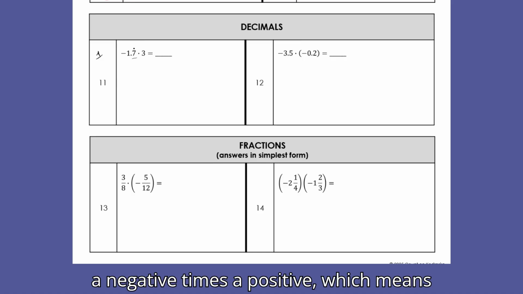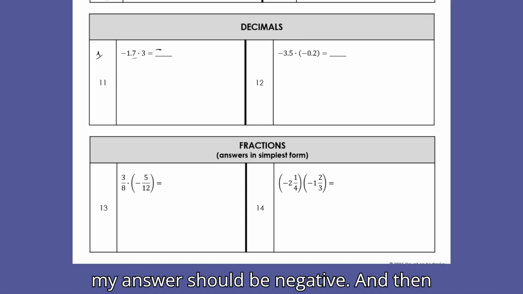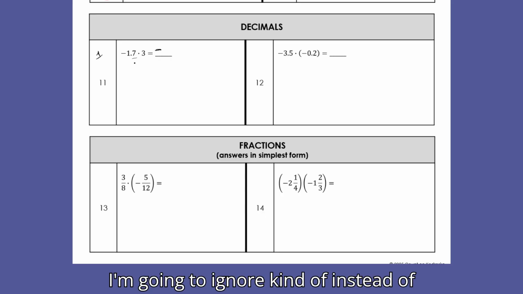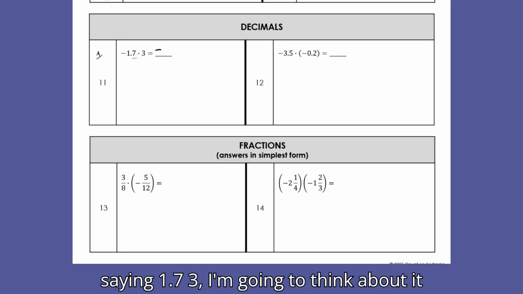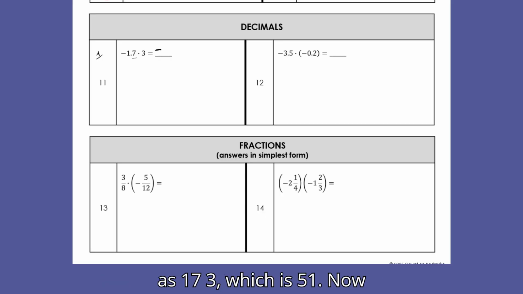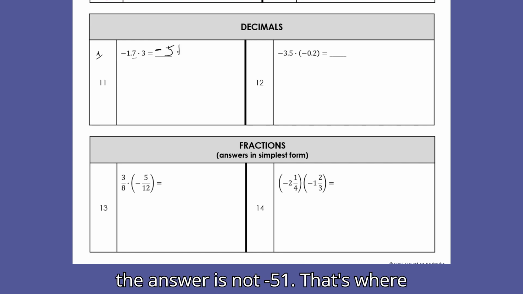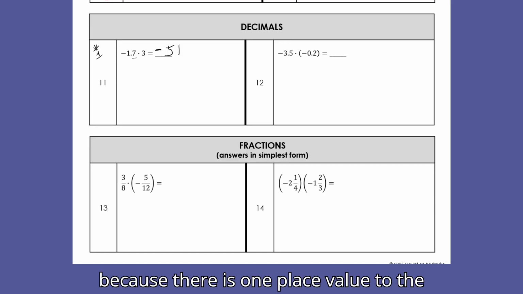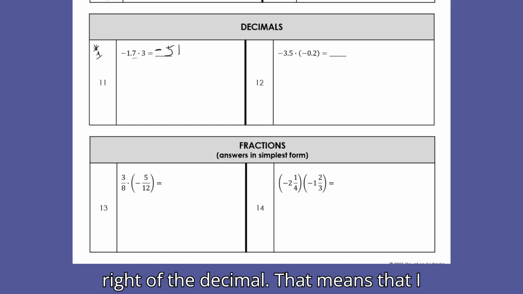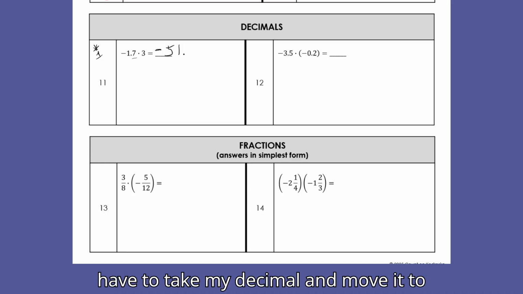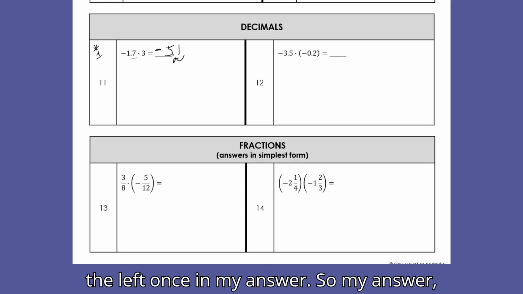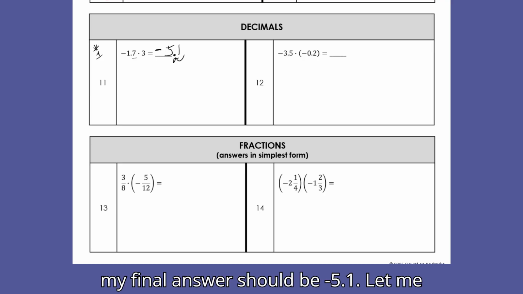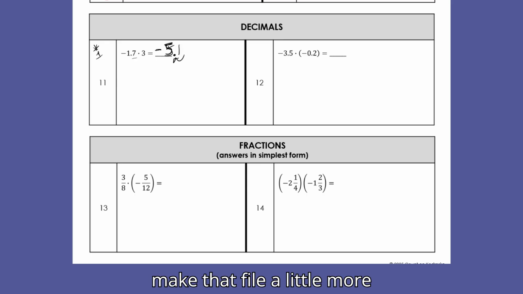When I'm multiplying, I have a negative times a positive, which means my answer should be negative. Instead of saying 1.7 times 3, I'm going to think about it as 17 times 3, which is 51. Now, the answer is not negative 51. That's where this 1 comes into play. Because there is one place value to the right of the decimal, I have to take my decimal and move it to the left once in my answer. So my final answer should be negative 5.1.